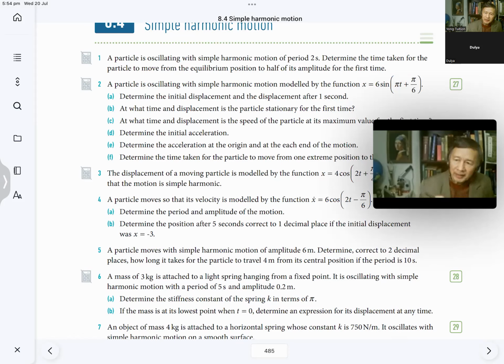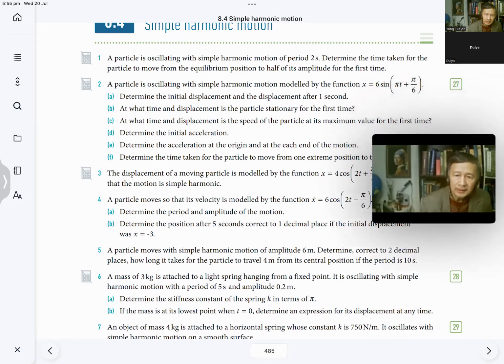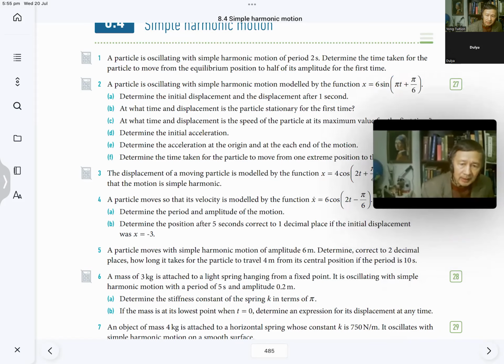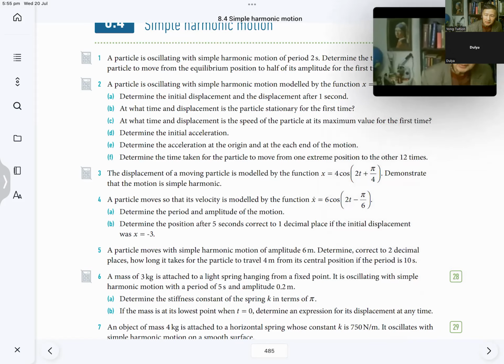Can we just use this example? Given this formula, determine the initial displacement and the displacement after 1 second, and at what time is the particle stationary for the first time. How much do you know about this?